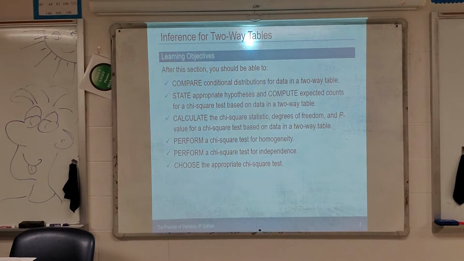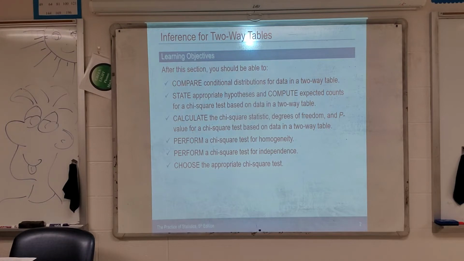Our objectives for this lesson: we're going to compare conditional distributions for data in a two-way table. We looked at conditional distributions before, way long ago. It's been a little while. We really got to dig back far into our background knowledge for that. It's okay if you're having trouble revisiting that right now. We're going to revisit that today, and we're going to compare those.